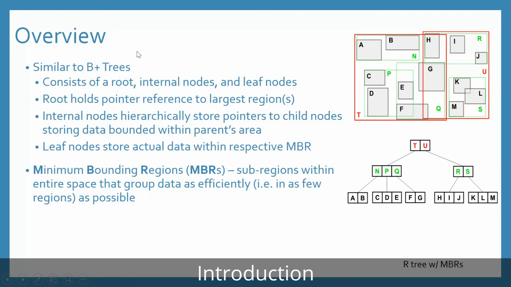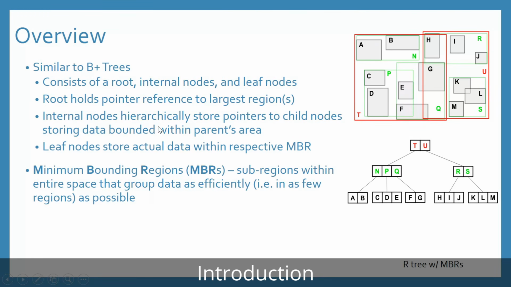First, let me give you an overview about arteries. Arteries are similar to B+ trees. They consist of a root, internal nodes and leaf nodes. The root holds the pointer reference to the largest region. As you can see over here, T and U are the root nodes, and they hold the reference to the largest regions in the entire artery.